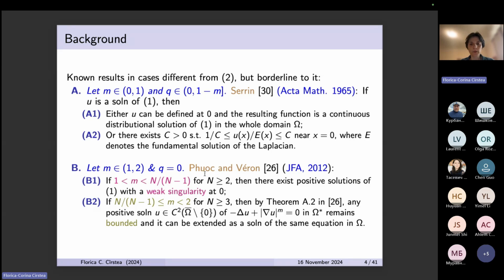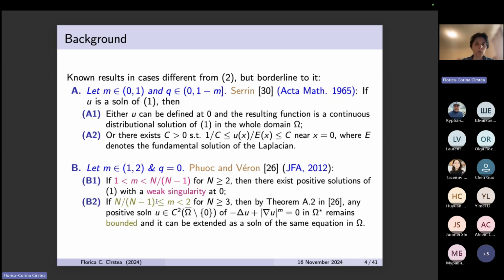Then, by the paper of Fouque and Veron in 2012 in the Journal of Functional Analysis, we know what happens according to whether m is less than n over n minus 1 or m is greater than or equal to n over n minus 1. So n over n minus 1 is that critical exponent. So if m is between 1 and n over n minus 1, for n greater than or equal to 2, then there exist positive solutions which have a weak singularity at 0.